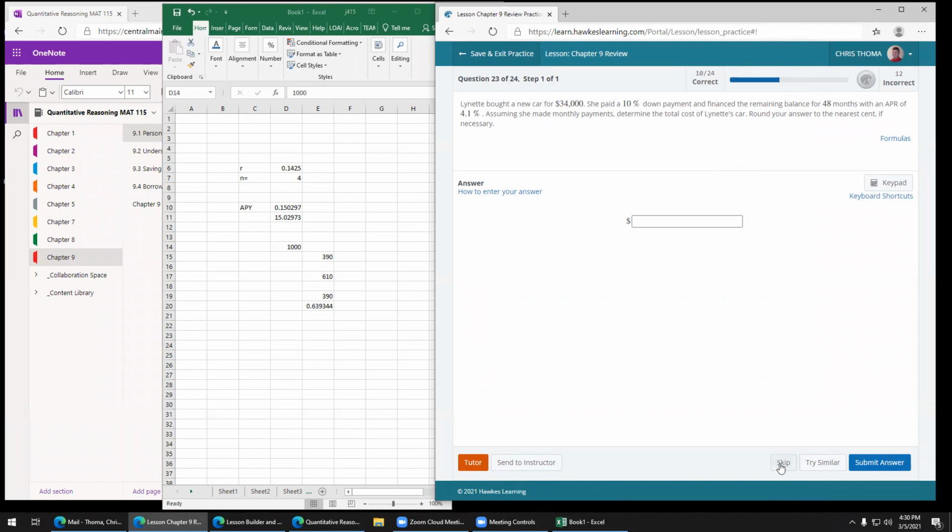Here's another one of a total cost of a vehicle and an inflation problem. All right, I think I've done enough where you can see how to use the formulas.